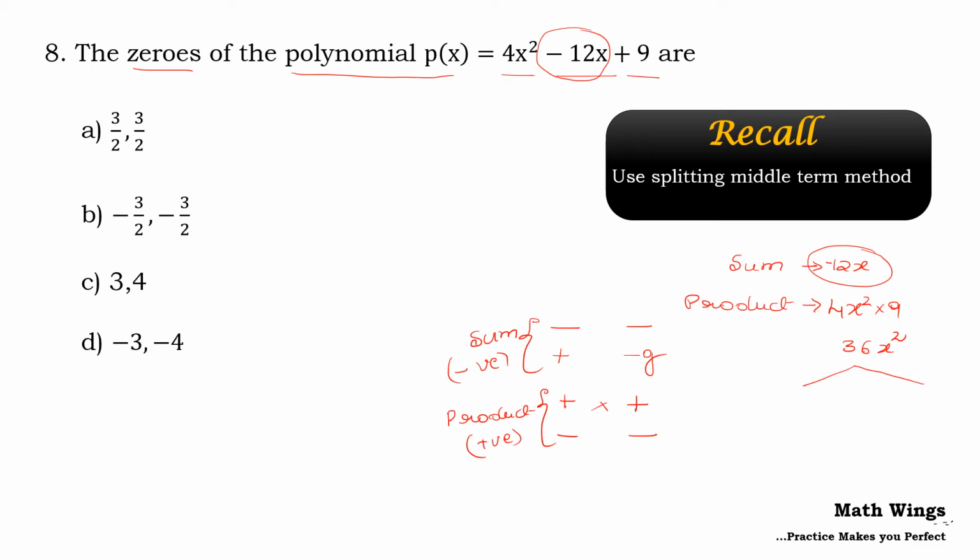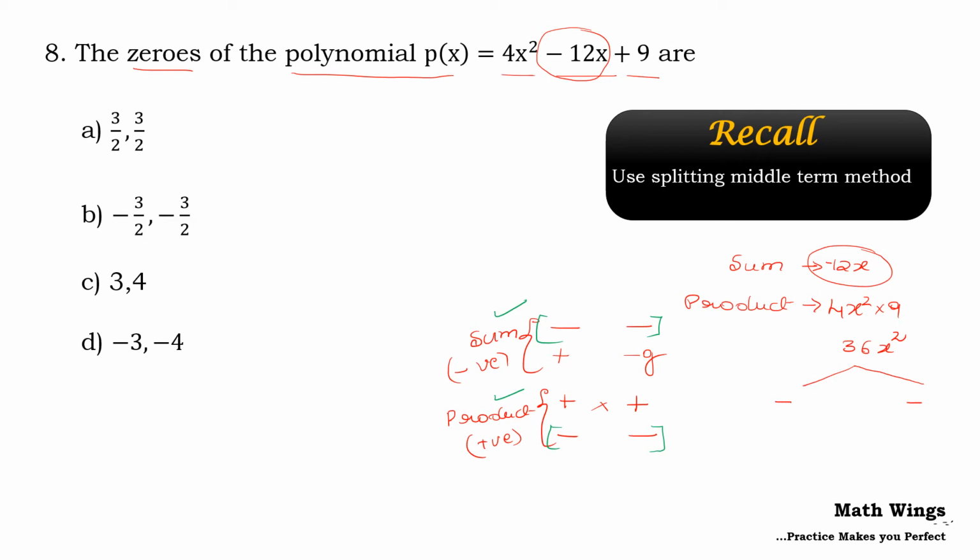So observe that we have the sign sets here for sum and product. Check which is applicable for the sum as well as the product. So the sign set negative, negative applies for both sum and product. Therefore, the signs of the factors should be negative and negative.